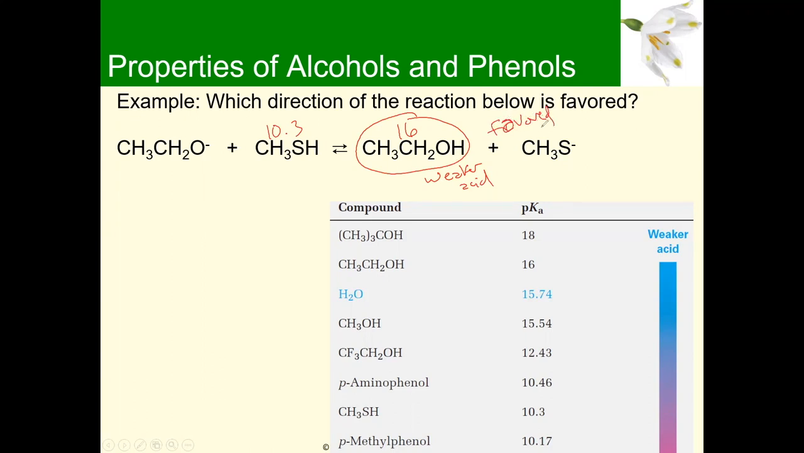Okay. And so that means that the reaction is going to proceed more to the right than it does to the left. So if you were to redraw this equilibrium arrow, it would be a bigger arrow pointing right, a smaller arrow pointing left. Okay, because that shows you which side is favored.